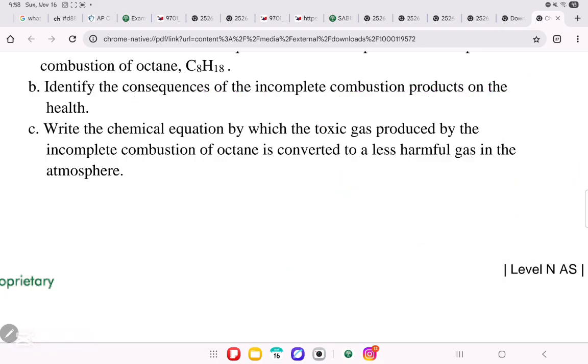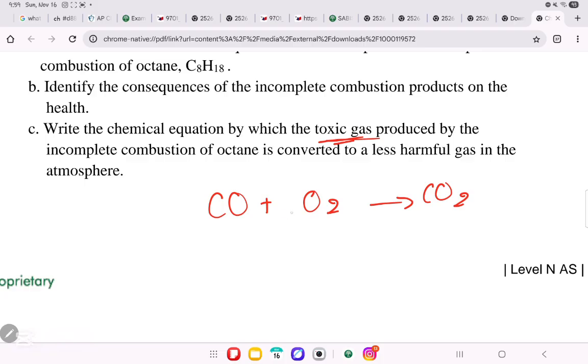Now, in part C, what does it say? It says, write the chemical equation by which the toxic gas produced by incomplete combustion of octane is converted to a large harmful gas in the atmosphere. In many cars, they have this process, right? What do they do in this scenario? They add oxygen to the carbon monoxide, which is the toxic gas produced by the incomplete combustion. So carbon monoxide, you will add to it oxygen to give you CO2.